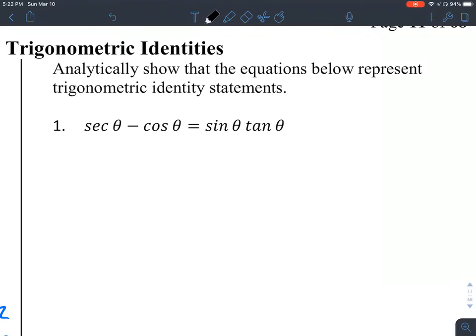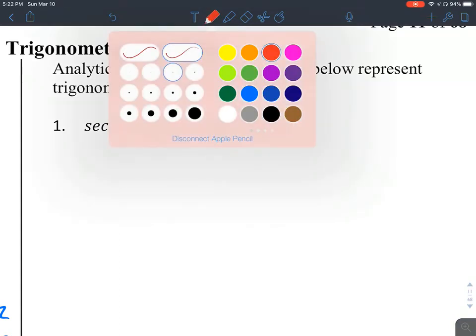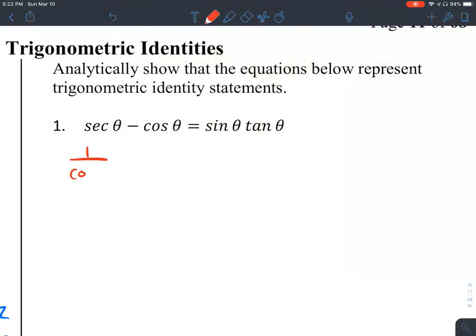I recommend starting with the more complicated side first. The more complicated side to me for this is the left side because there's subtraction. Why is subtraction more complicated? Because if I change the left side to in terms of sine and cosine, I end up with two things that I'm subtracting, one of those being a fraction. Subtracting fractions is a pain in the rear end because you need common denominators.